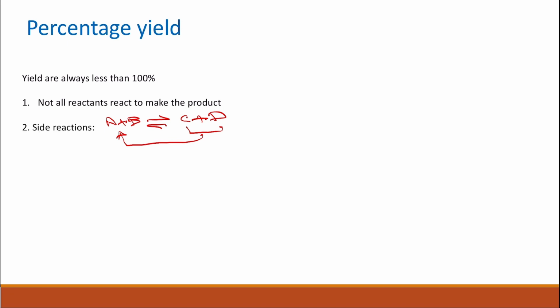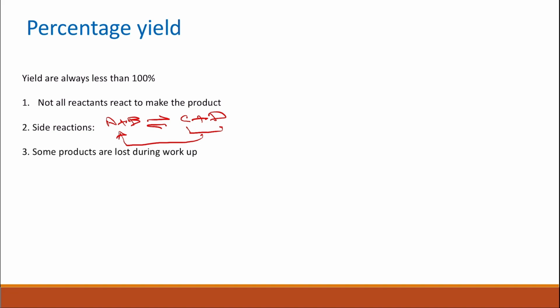The second reason is because of side reactions. There might be some side reactions, meaning the reactants may react differently than what we expect, and they may give you other products other than the one that you expect. So the desired product you are looking for is produced in less quantity than the quantity you would expect from this reaction if it underwent only one pathway to give you that particular product.